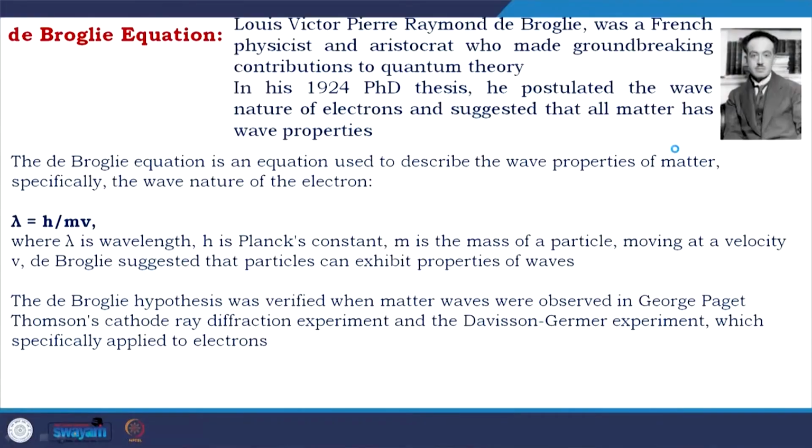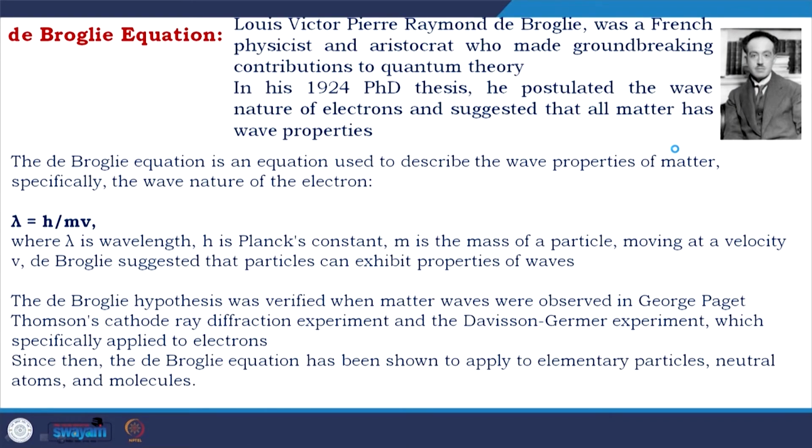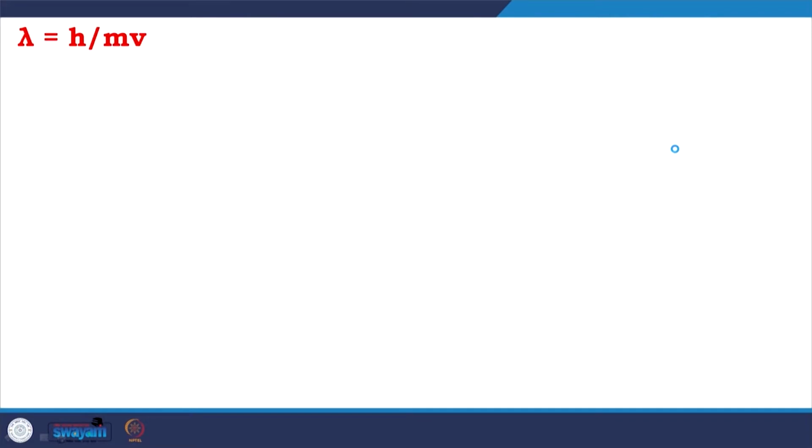This is the kind of birth of the electron and its existence, and talking about that, the Davisson-Germer experiment, which specifically applied to electrons. And since then the de Broglie equation has been shown to apply to elementary particles, neutral atoms and molecules. So, let us take lambda equal to h by mv.